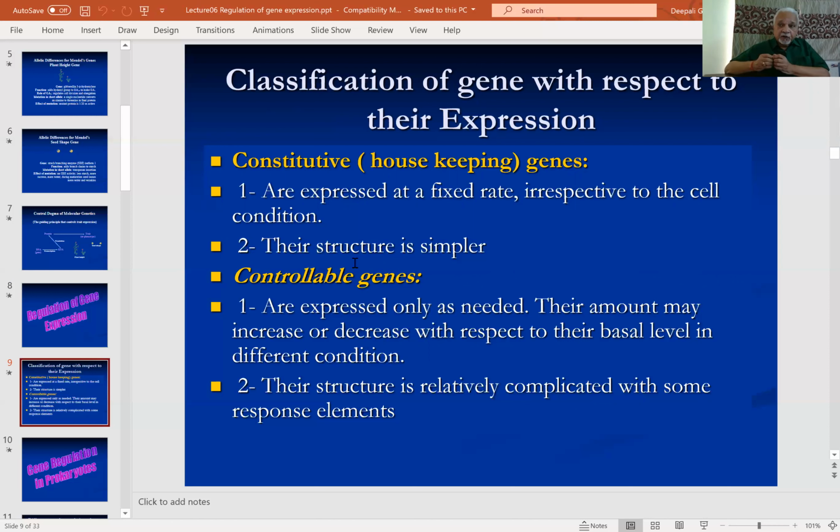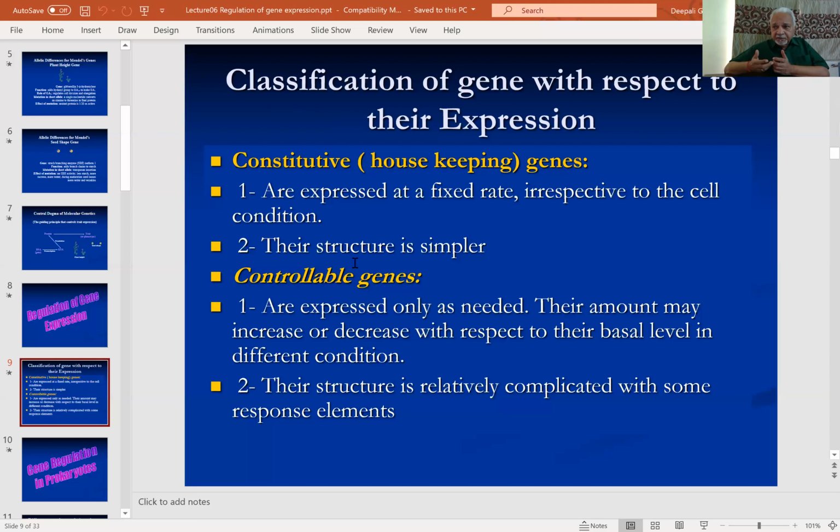Whereas another group is what we call controllable genes. Now there is another group of genes which are controlled. They do not express in all the cells all the time. Their expression is guided and controlled by the cell itself or by external factors. So unless those factors are active, this group of genes will not express themselves. So they are highly controllable class of genes.